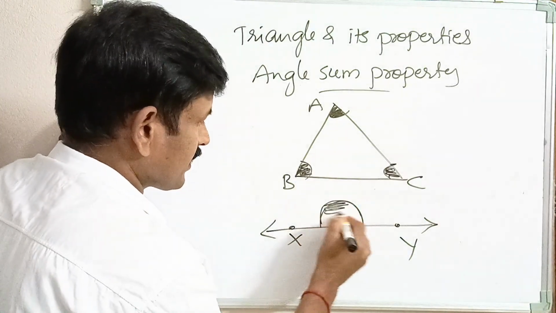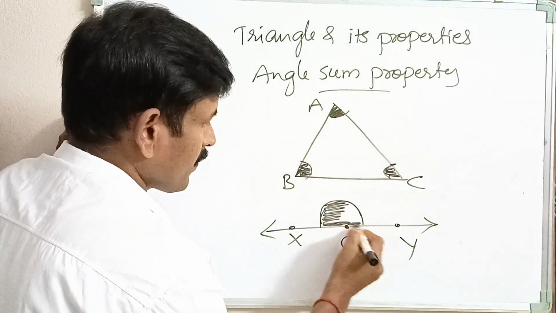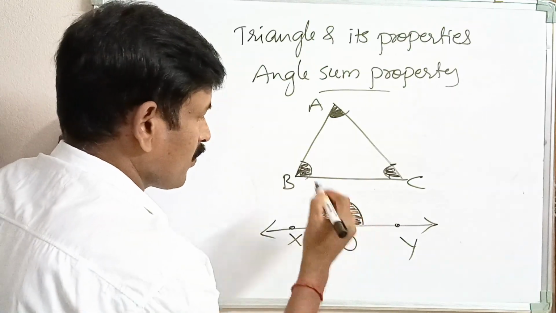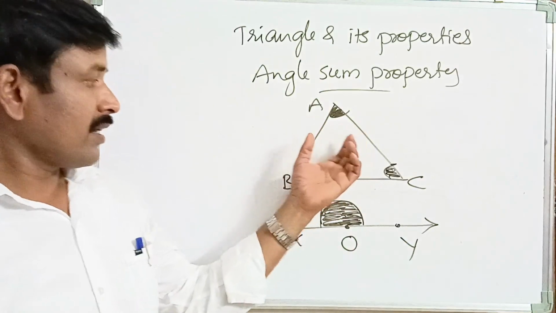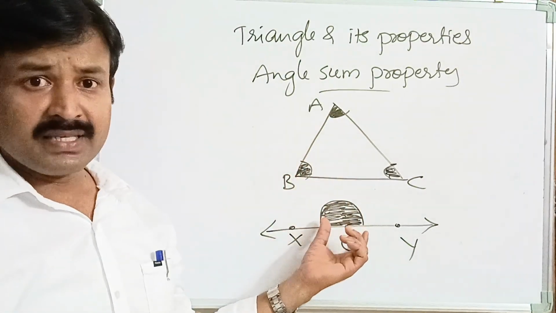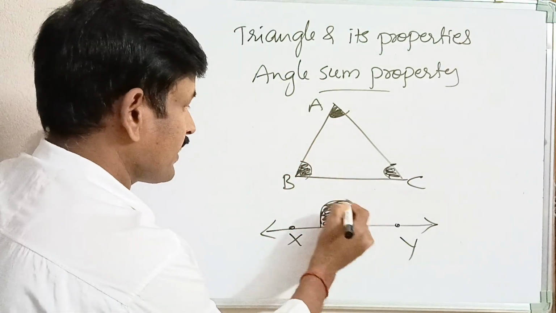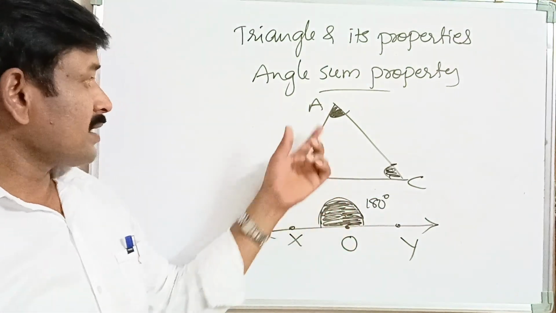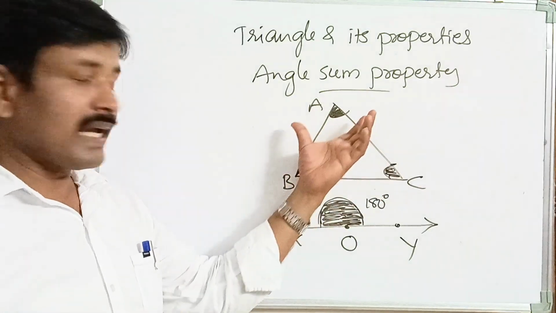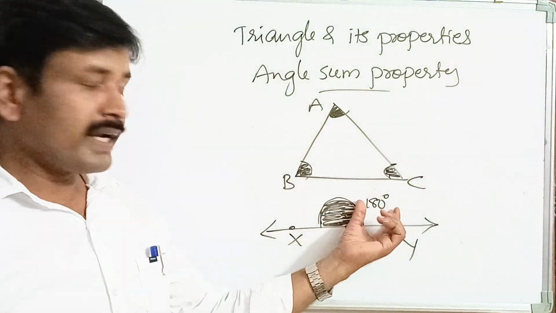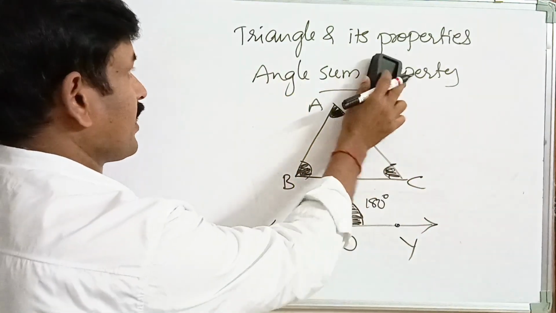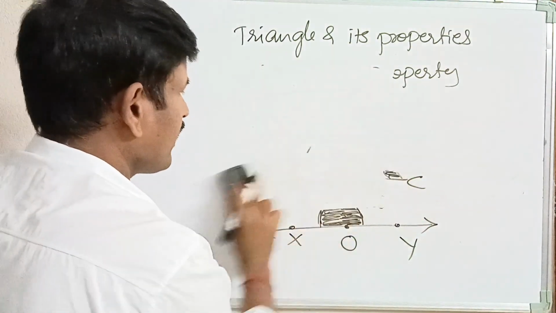Now you will notice that all these three angles form one straight angle. The measure of the straight angle is 180 degrees. So we can conclude that the sum of the measures of the three angles of a triangle is 180 degrees. This is called the angle sum property of a triangle. Next, let us move on to the next property.